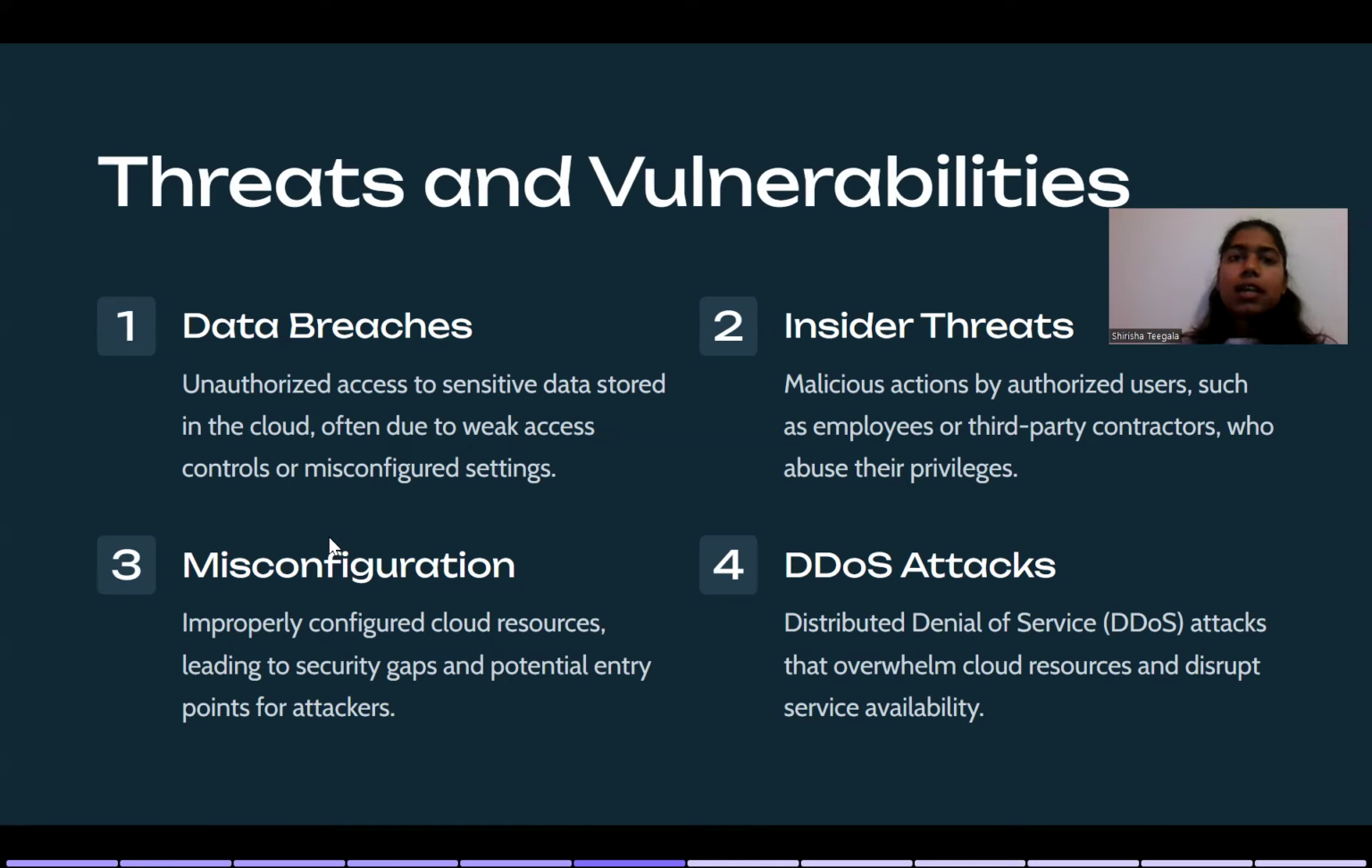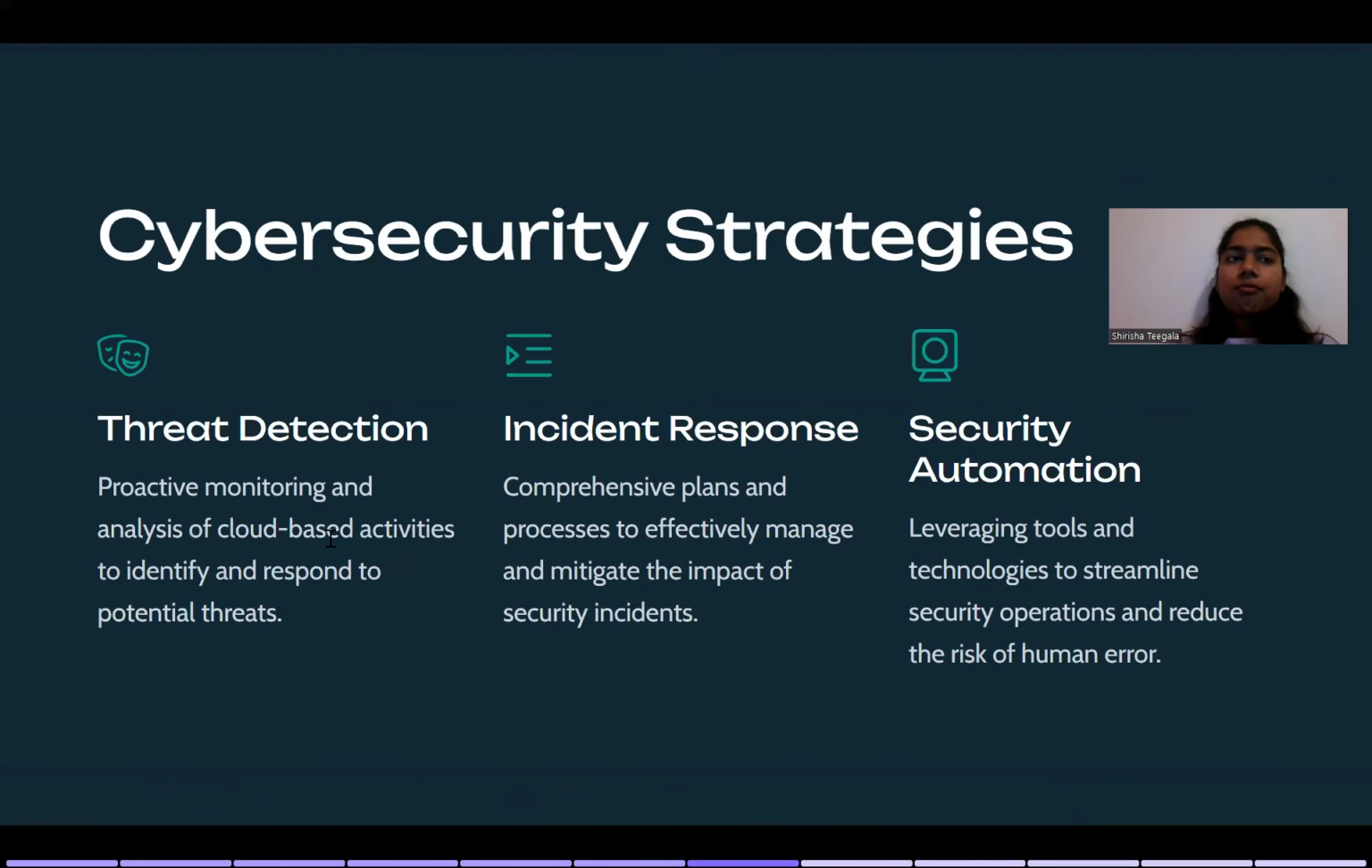Next, followed by Avinash. Thank you, Sirisha. In the slides, we'll discuss cybersecurity strategies. Cybersecurity strategies are mainly of three types. The first type is threat detection. Detection involves proactive monitoring and analysis of cloud-based activities to identify and respond to potential threats. For example, the Grey House strategy.